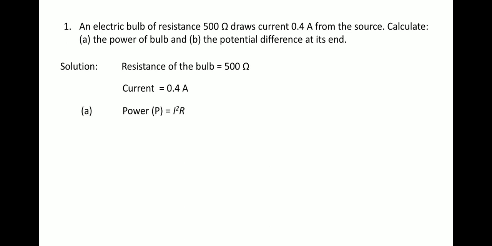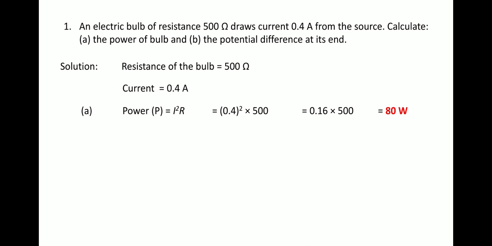So first we'll write down whatever is given in the question. The resistance of the bulb is equal to 500 ohms and the current drawn is equal to 0.4 ampere. Now we have to find number A, the power of the bulb, and we have already discussed earlier that the power is equal to I squared R. I in this case is the current, which is 0.4 ampere, and resistance is 500 ohms. So putting these values in I squared R, you'll get 0.4 whole squared into 500. Now 0.4 whole squared is equal to 0.16 into 500. Multiplying this, you'll get 80 watt. So 80 watt is the power of the bulb.